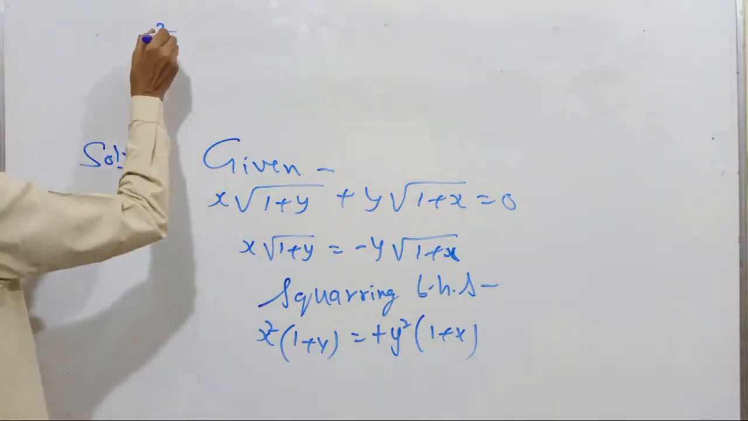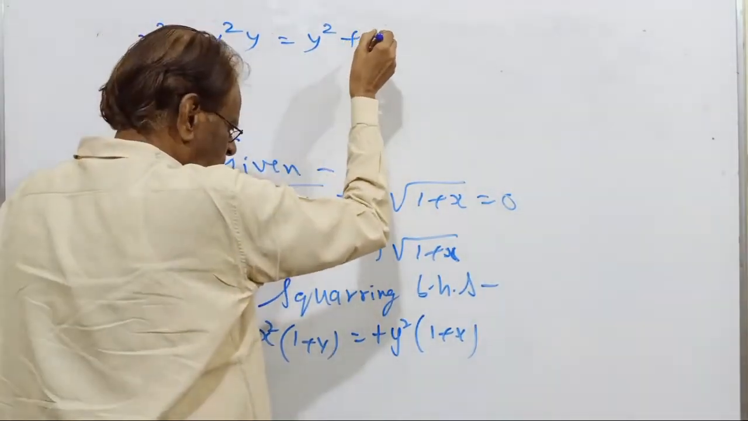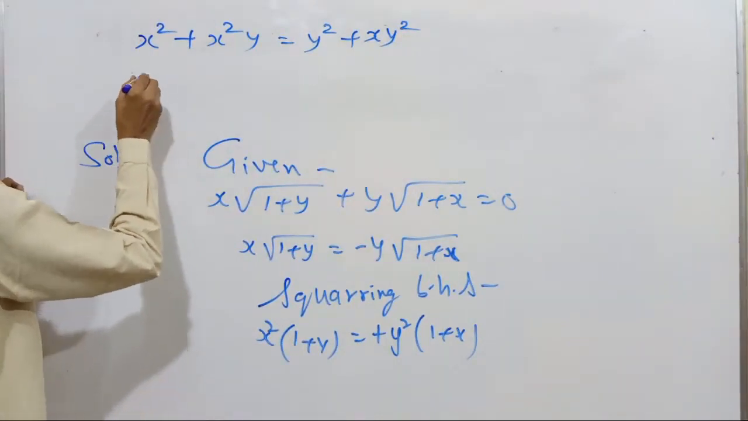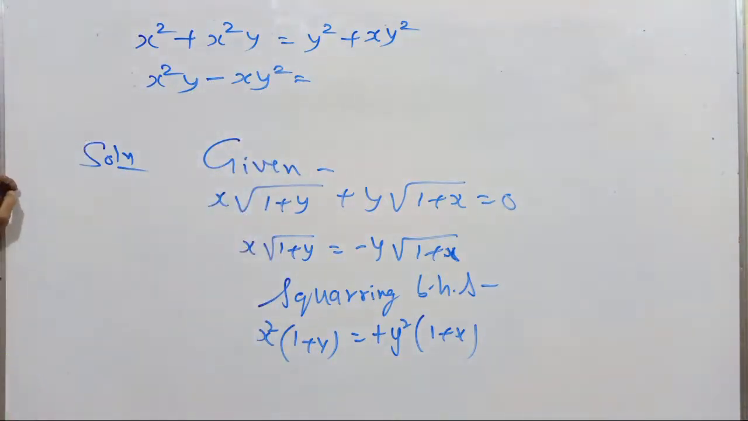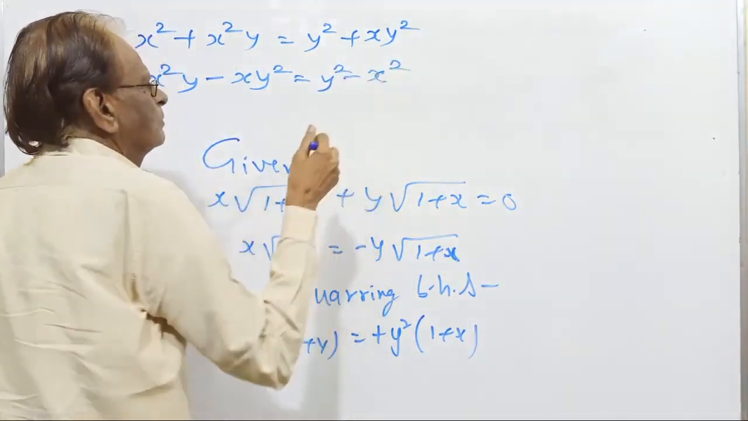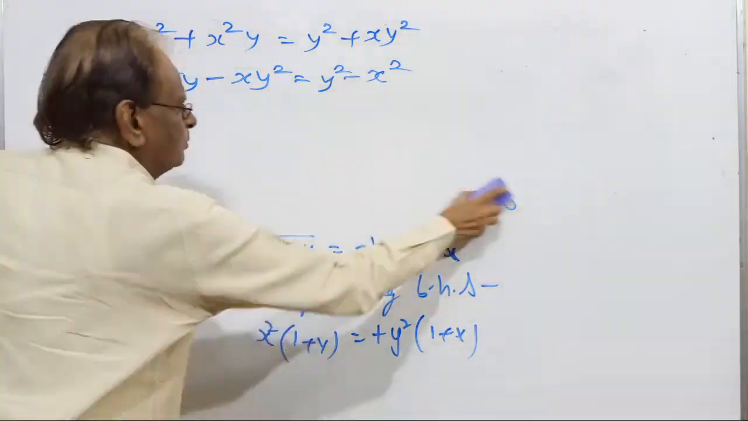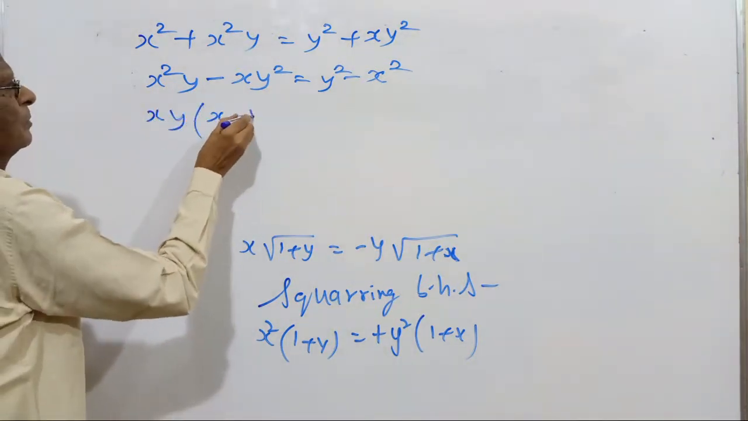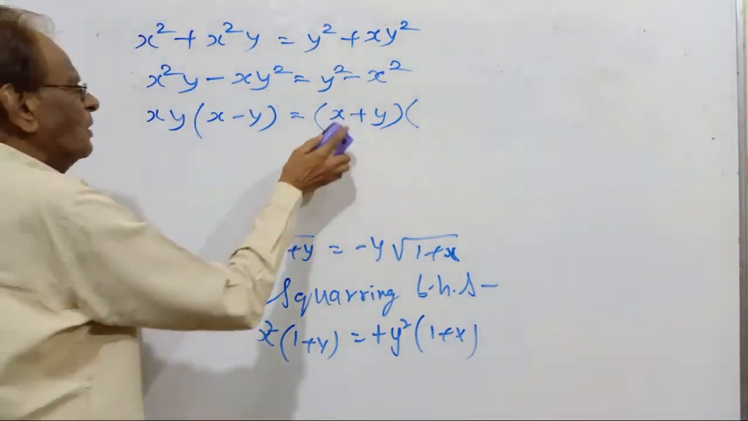X squared into 1 plus y, y squared into 1 plus x. So x squared y minus x y squared equals y squared minus x squared. Xy, and this is factorized: y minus x into y plus x.